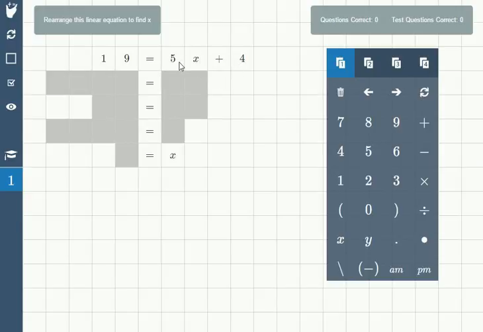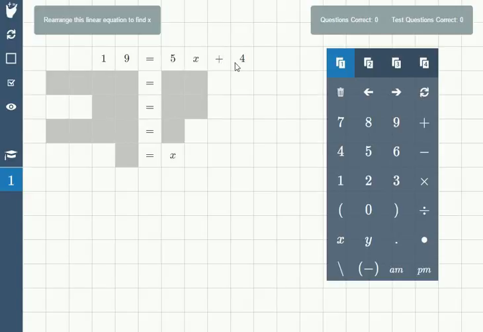So in this equation there are two things happening to the x. It's being multiplied by 5 and it's having 4 added to it. So what we need to do is figure out which of those two things we're going to move first. Are we going to move the add 4 or are we going to move the multiply by 5 first?